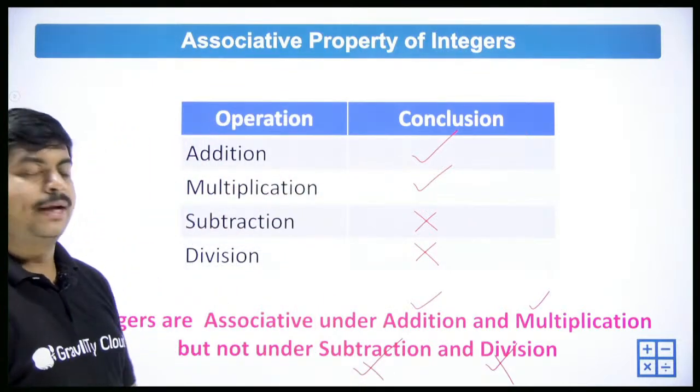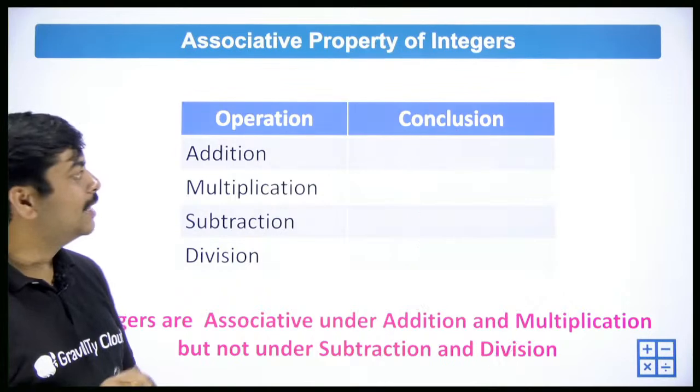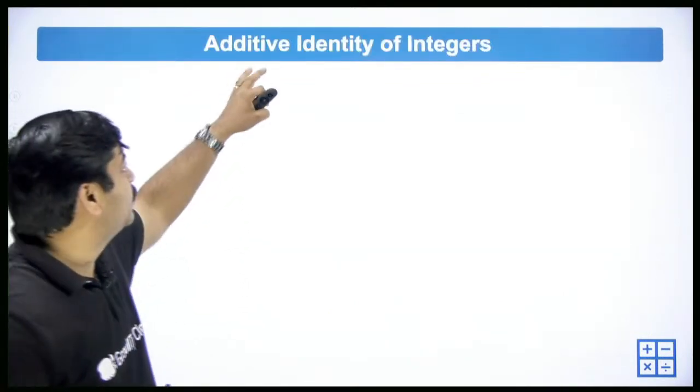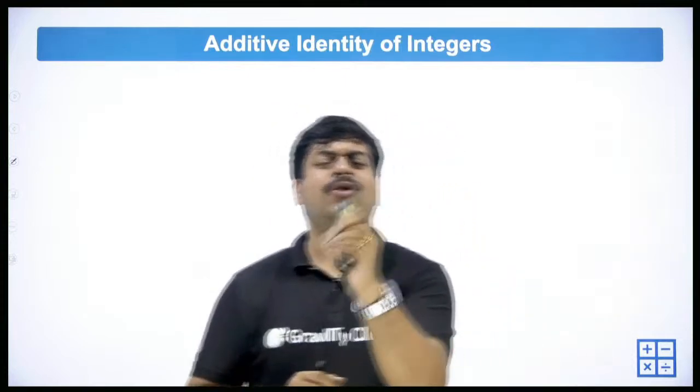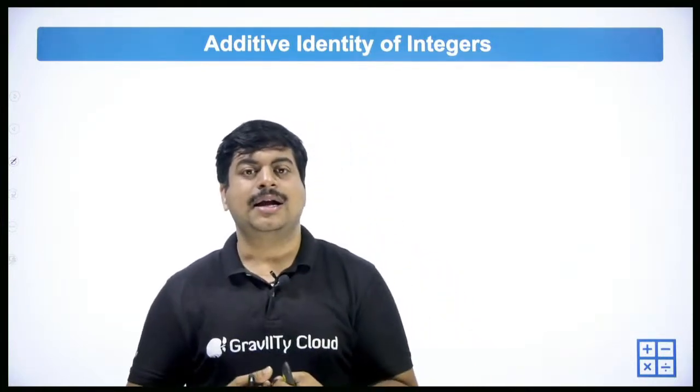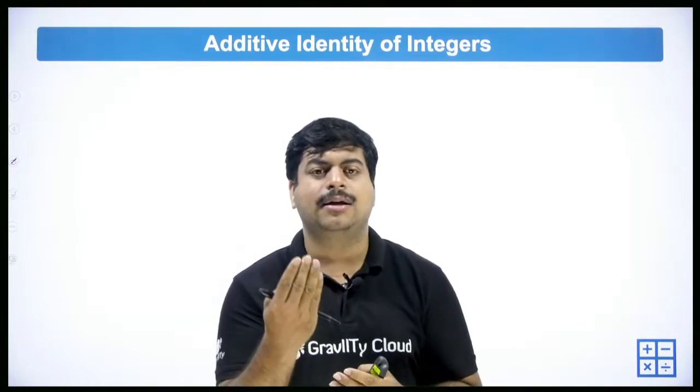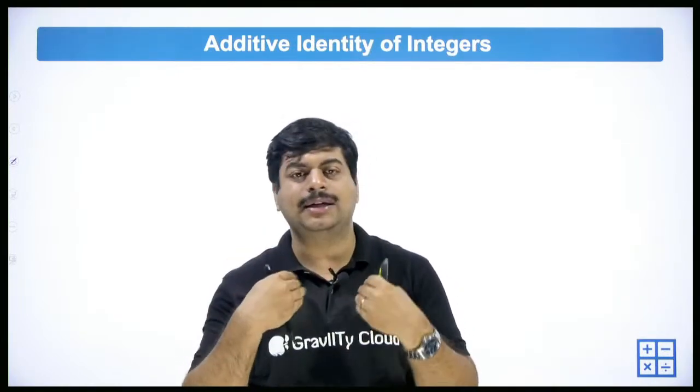Correct? Right. So let us try to discuss some more properties. The next one we're going to discuss is additive identity. Identity, what do you mean by identity? Simple, let us say your ID card, identity card. What does it resemble? It resembles you, right? My ID card resembles myself, my photo and my details. That means if I see the ID card, it's about me. My ID card is mine.